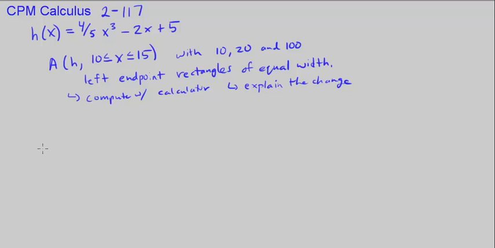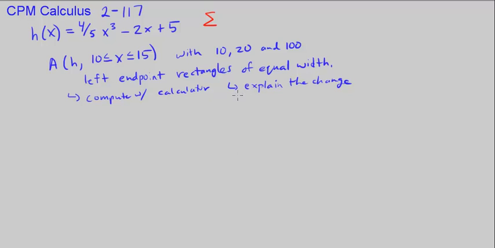This is CPM Calculus Chapter 2, number 117. Here we're told if h of x is equal to 4/5 x cubed minus 2x plus 5, use sigma notation to write Riemann sums to approximate the area bounded by h and the x-axis between 10 and 15, with 10, 20, and 100 left endpoint rectangles of equal width. Then use your calculator to find these approximations.